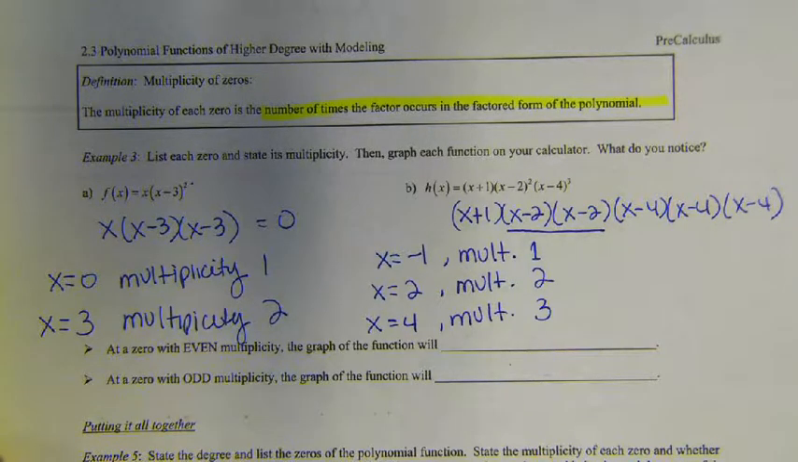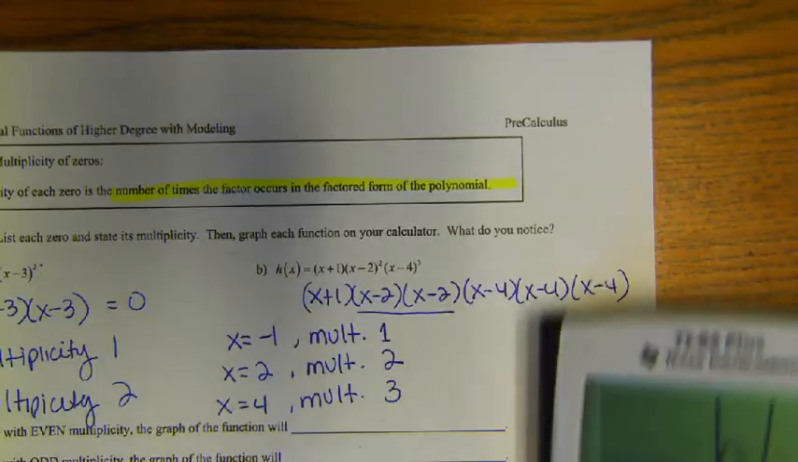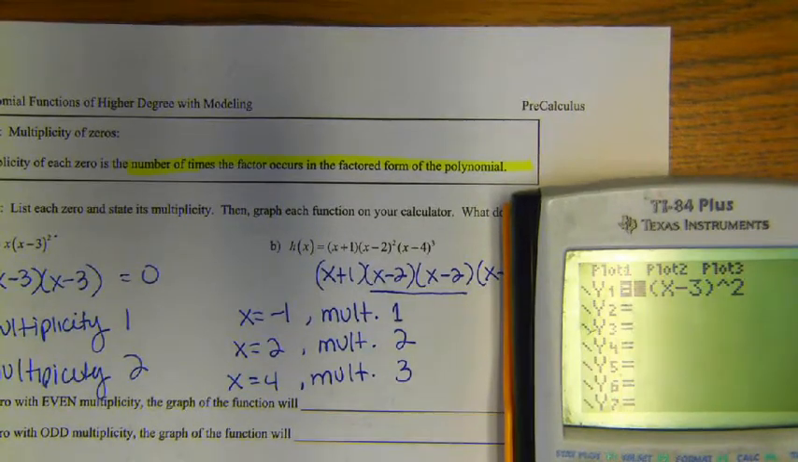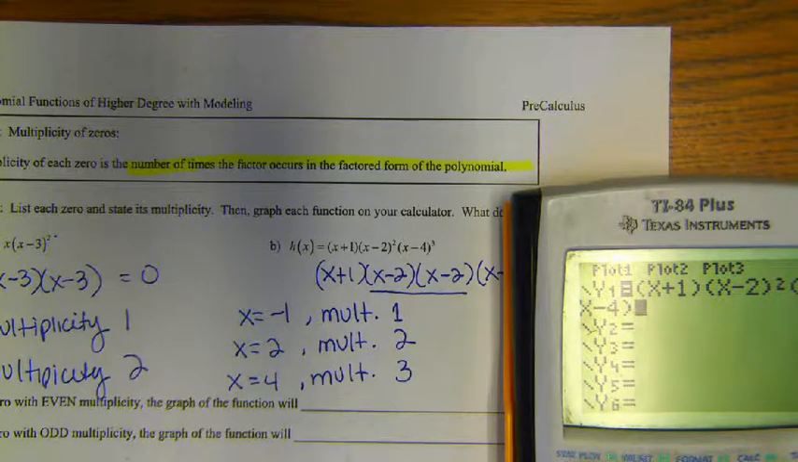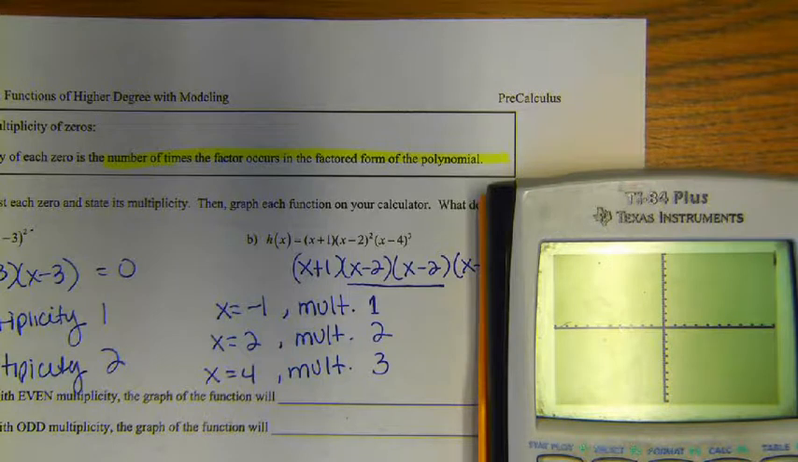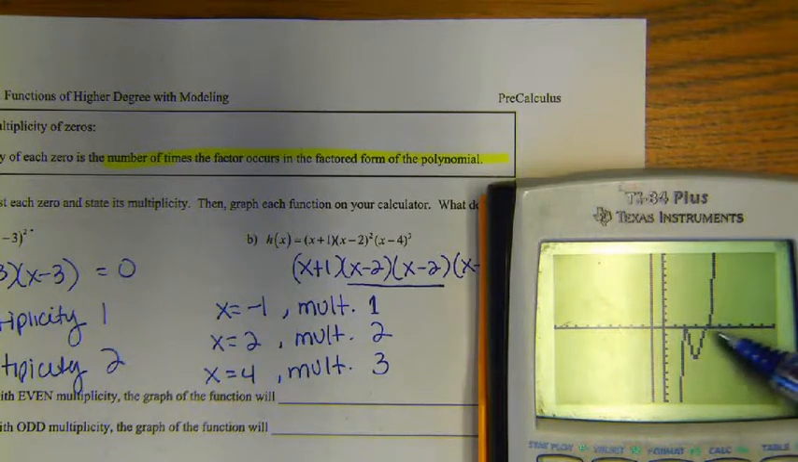So, do you understand how to find the multiplicity then, if it's in factored form? Let's take a look when you're done at the graph of this and see what we see. Okay. Goes through at negative 1, bounces when x equals 2, goes through at 4.